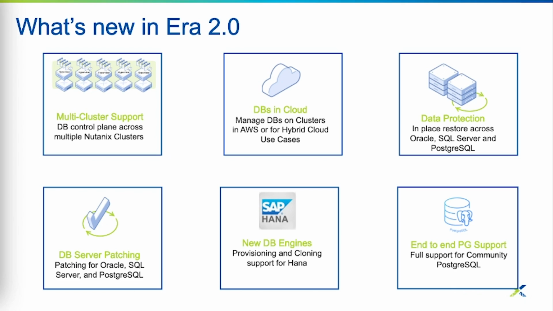So we extended database protections, so you can do in-place restores that I talked about earlier. Restoring a database table that might have been wiped out by accident. You can do that for Oracle, SQL Server, and PostgreSQL quickly and efficiently with near zero data loss. We've extended database server patching to include SQL Server and Postgres now. We had it first with Oracle, and so we're extending that across multiple database engines. We also announced provisioning and cloning support for SAP HANA. So that's big as we extend our database engine support.